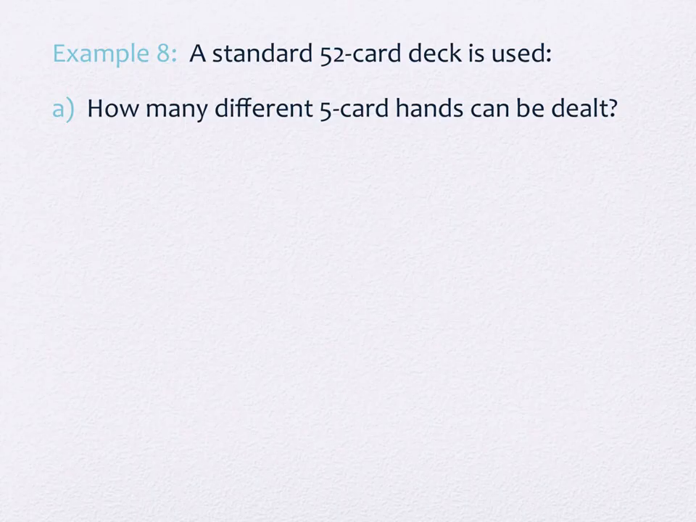So the first question is, how many different 5-card hands can be dealt? So we have a 5-card hand, and the deal with cards is this. I don't care whether you've played Go Fish, or Rook, or Slapjack or War, it doesn't matter. Every game works like this. Somebody deals all the cards out, and what's the first thing you do when you pick them up? You look at them, and then what? You put them in some kind of order.